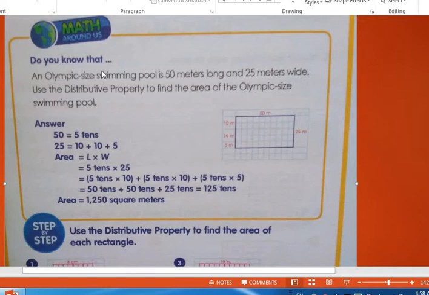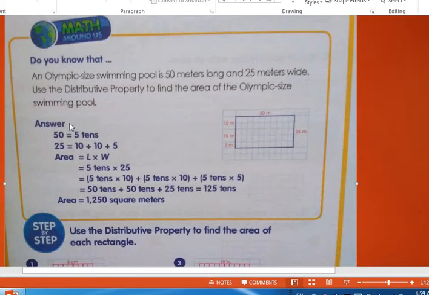Do you know that? It's information for you. An Olympic size swimming pool is 50 meters long and 25 meters wide. Long means length, wide means width. Use the distributive property to find the area of the Olympic size swimming pool.